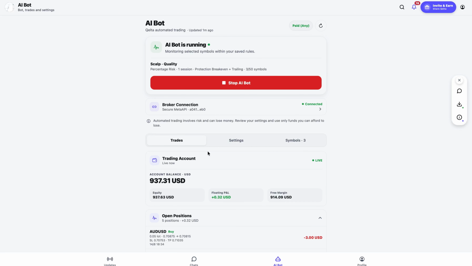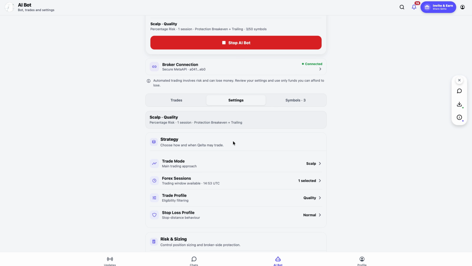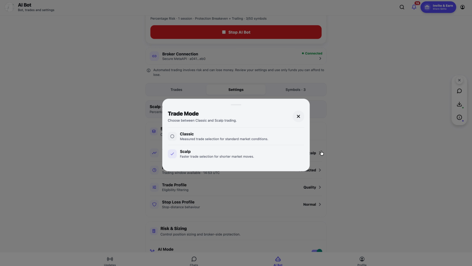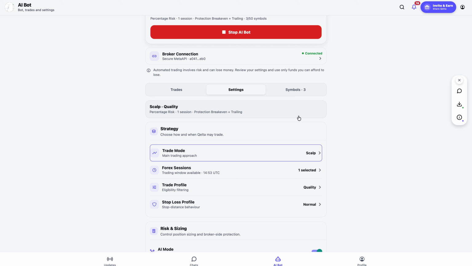So this video is for everyone who's wondering how Qelta AI Trading Bot is killing gold and making profit from gold. So today I'll be showing you the settings which I use on gold, which is XAUUSD. I use the scalp curling mode. You can also use classic, that's also fine.